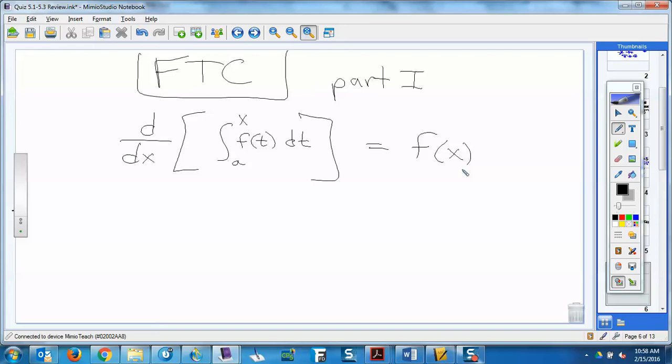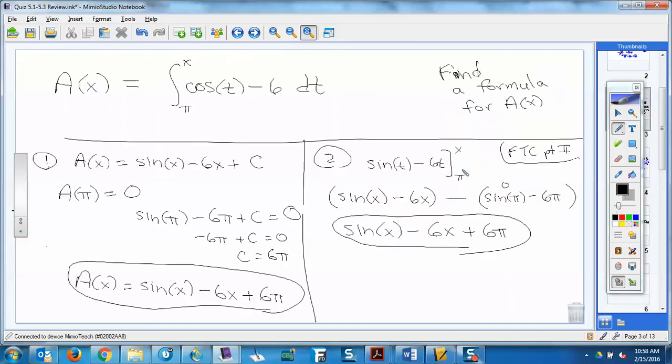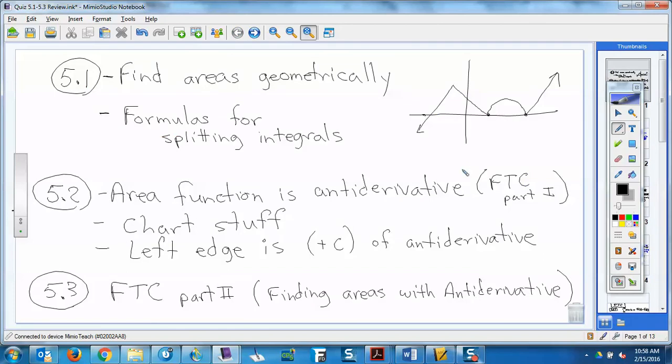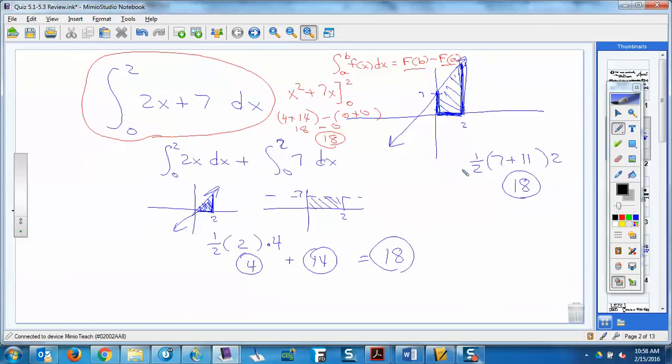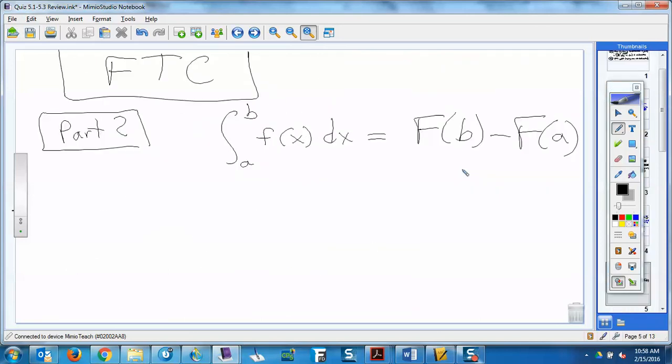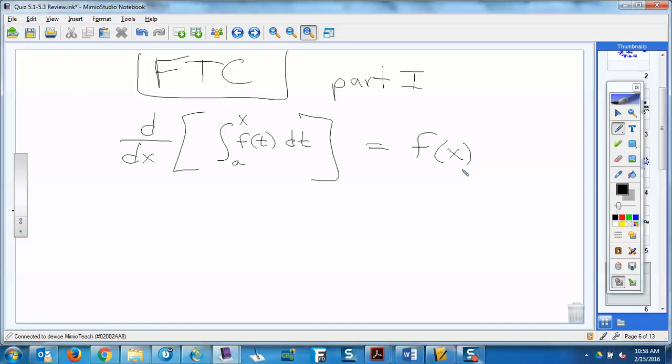Fundamental theorem part 1 is not really that useful of a thing. It's the big aha stuff, right? It's oh, wow, the area function is the antiderivative. Oh, okay. And so that's all that says. And then we went on to use that to get to this, the thing we really want, because this is the thing we can actually find areas with. Okay? So that's what fundamental theorem part 1 says.